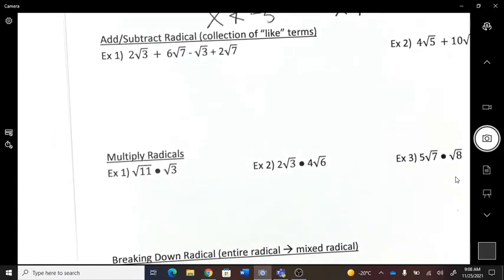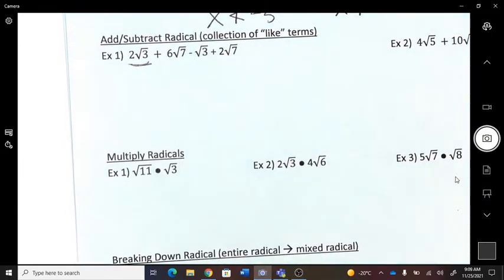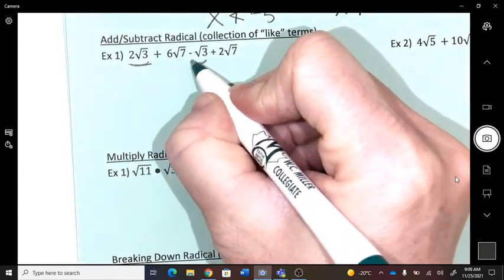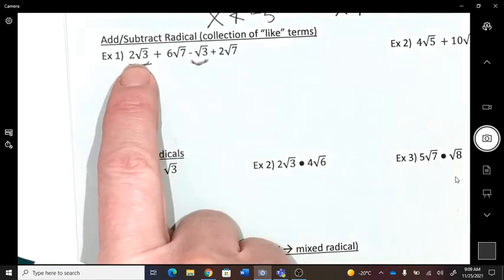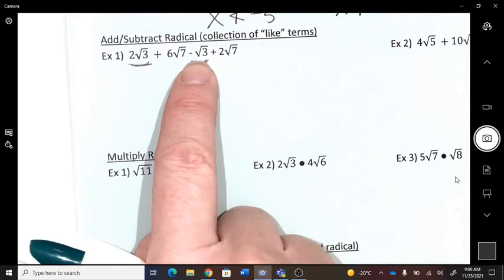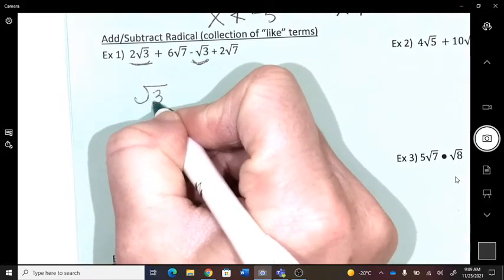Okay, adding and subtracting radicals. So this is like terms. So if I ever had an equation with some x's, you can put them with other x's. If you had y's, you could put them with other y's. Those are called like terms. So this is a root 3 term, and this is a root 3 term. So I can put those together. How many root 3's do I have? I had 2 root 3's, and then I subtracted a root 3. So that leaves me with 1 root 3.